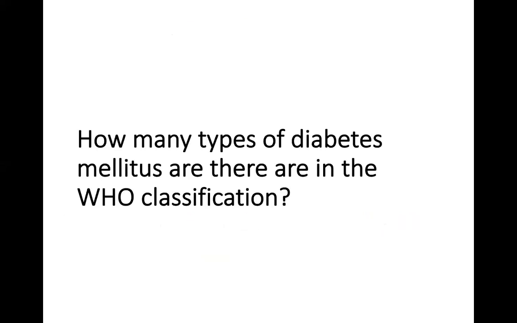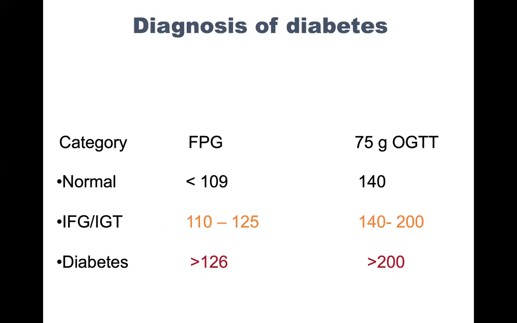We also have HbA1c targets or diagnostic criteria. HbA1c more than 6.5 is diagnostic of diabetes, as a single value, and less than 5.7 is normal, and in between is at risk of diabetes.